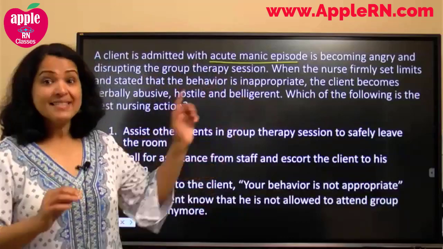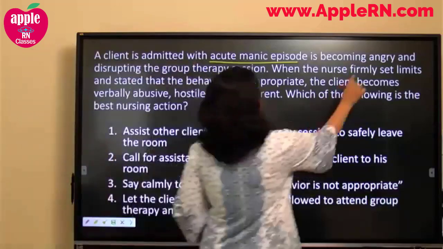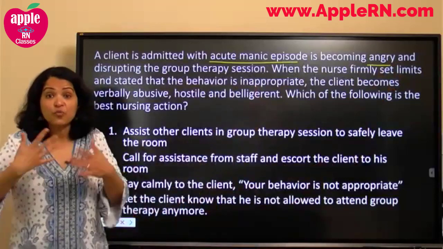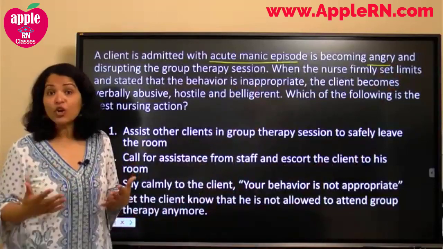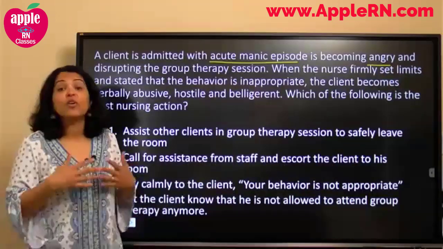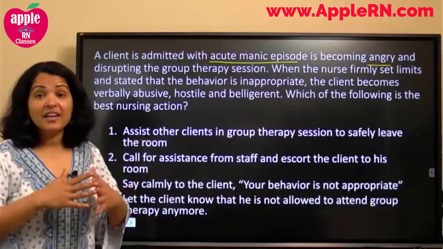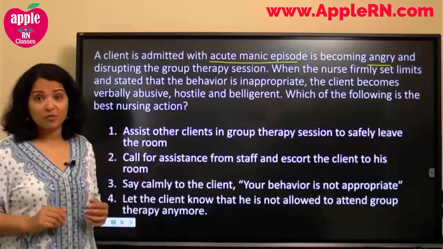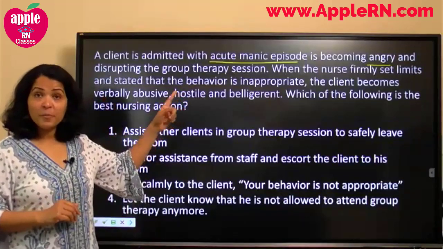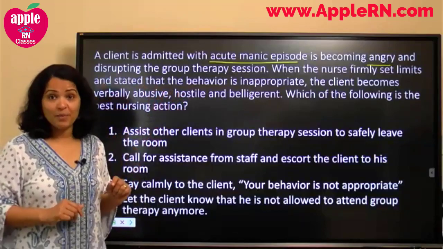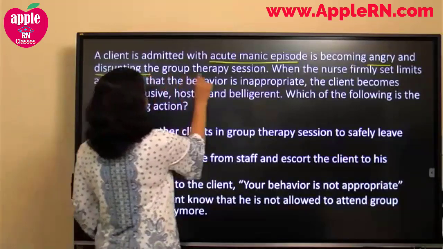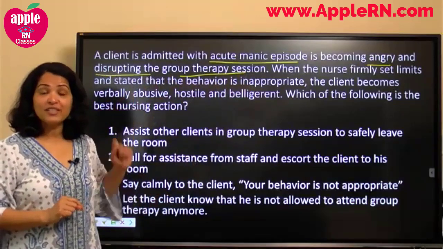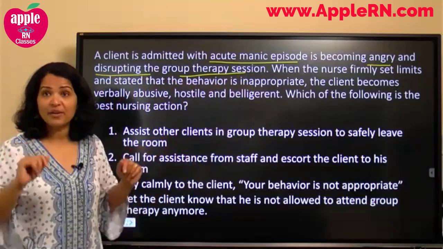So that's one. Second thing, the client is becoming angry, and yes, the patient with acute manic episodes will get easily angry, and they don't like criticism. They don't like power struggles. They can be very labile emotional wise. So they are getting very angry and is disrupting the group therapy session. They are in the group therapy session, and this patient is getting angry and disturbing everybody.